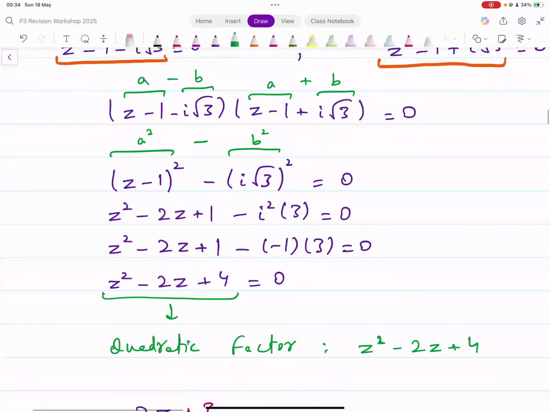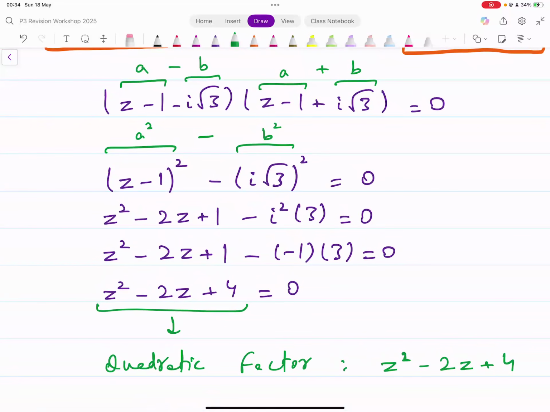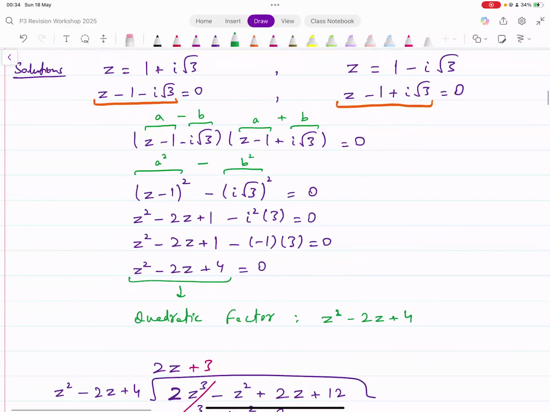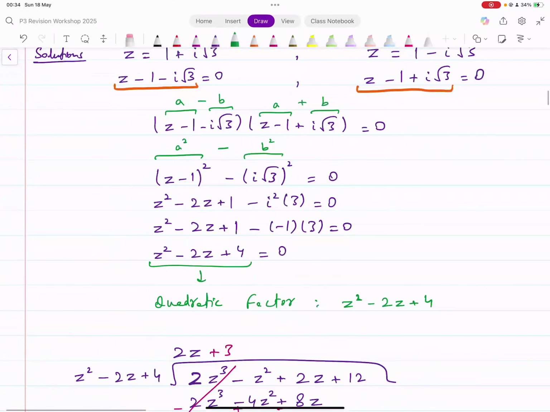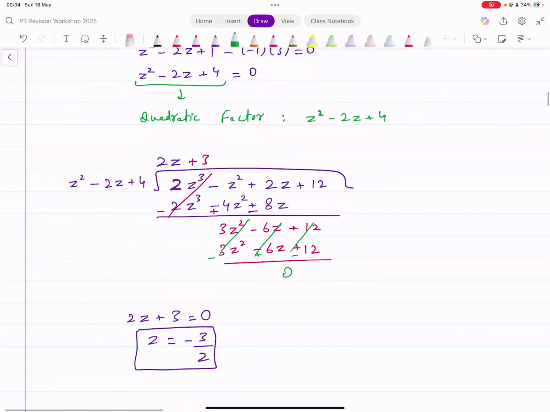But a simpler way of doing this would be to think of it like this, a minus b into a plus b, and that becomes a squared minus b squared. Right? Simplify this further and you get this quadratic factor. So now you know that the polynomial has this quadratic factor. How do you find the remaining factor now? You divide that polynomial with this quadratic factor, and you get that linear factor that you were looking for, and that will give you the third solution, right?